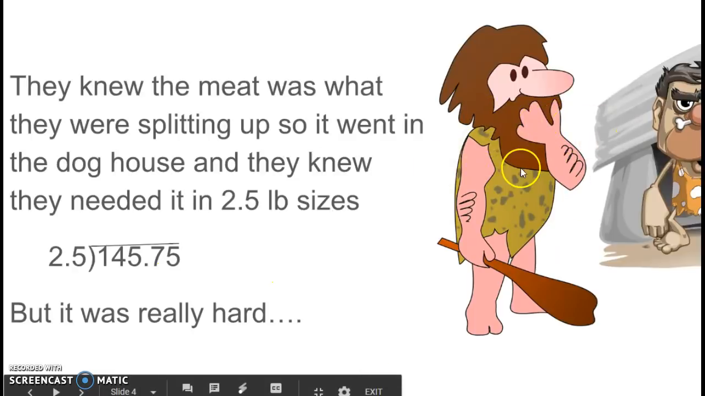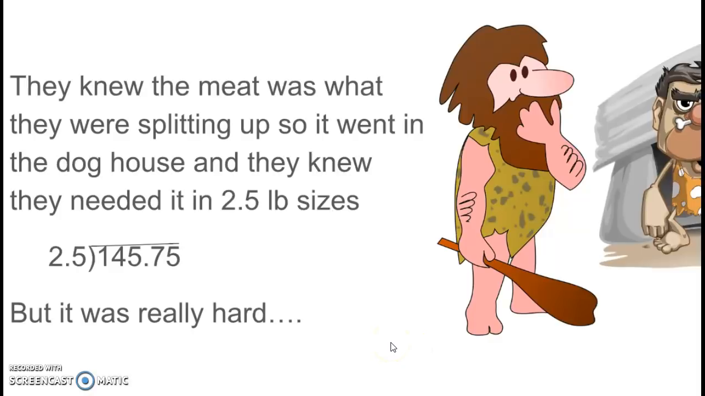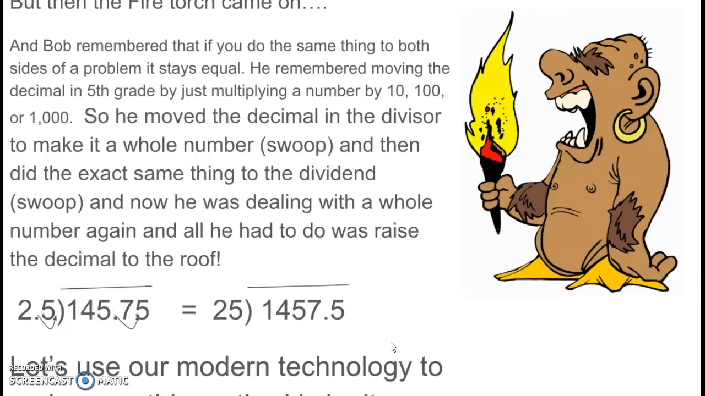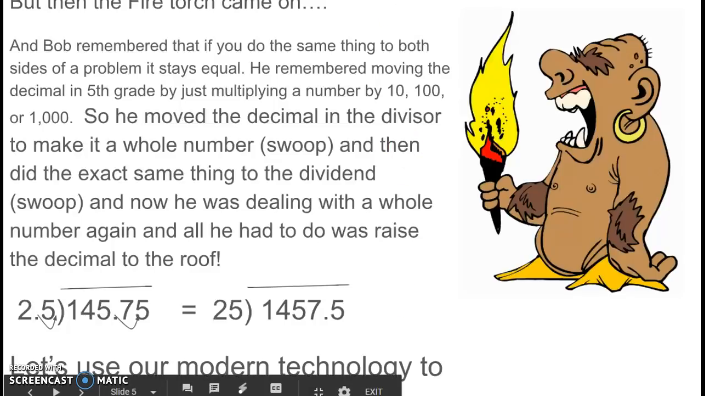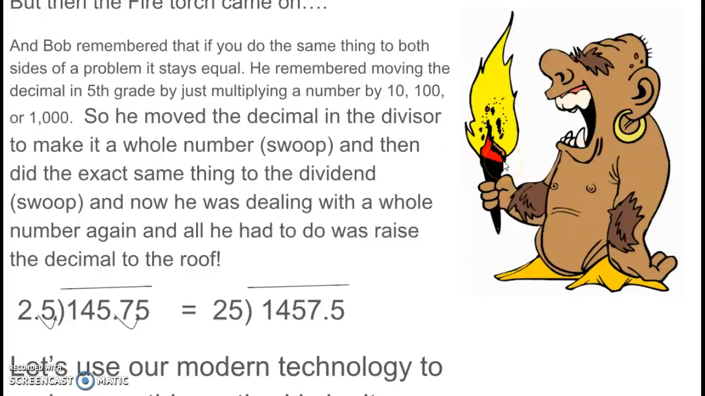So they sat around scratching their heads and thumping their clubs until the fire torch came on. Get it? Instead of the light bulb, because they're cavemen. Fire torch. And Bob, Caveman Bob, I like to call him, remembered something. He remembered that if you do the same thing to both sides of a problem, it stays equal. He remembered moving the decimal in 5th grade by just multiplying a number by 10, 100, or 1,000.